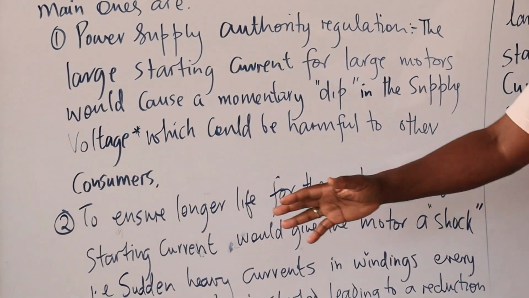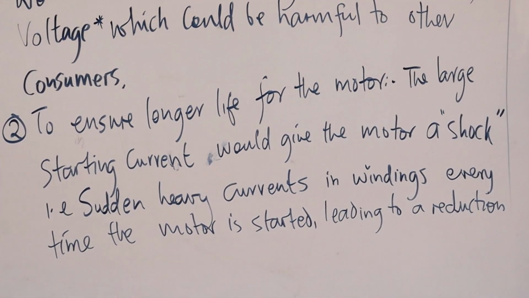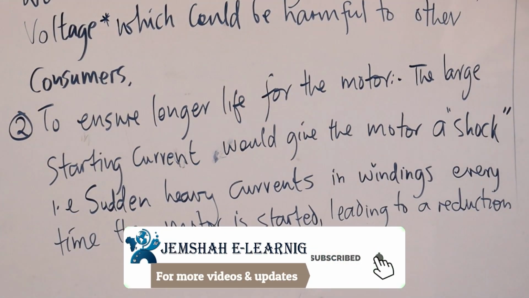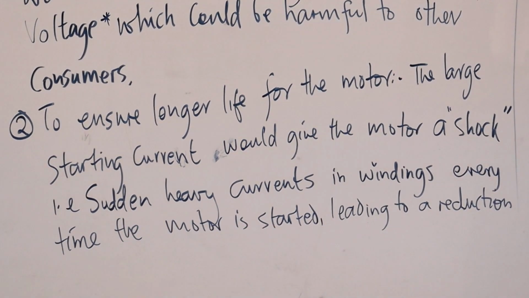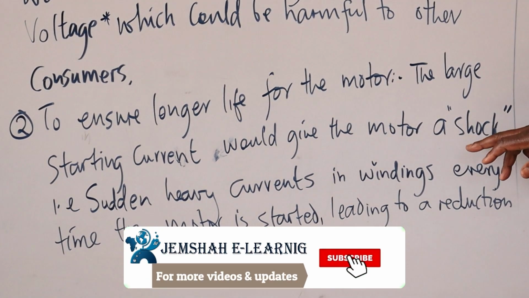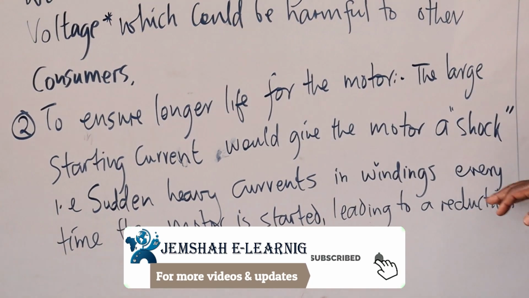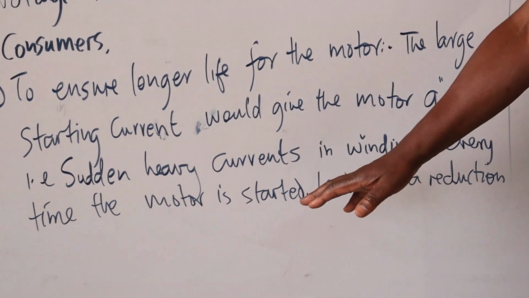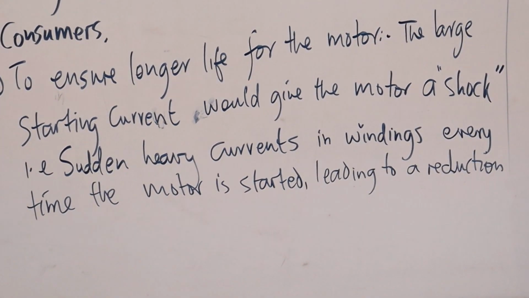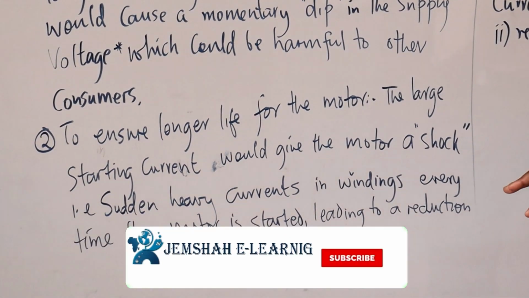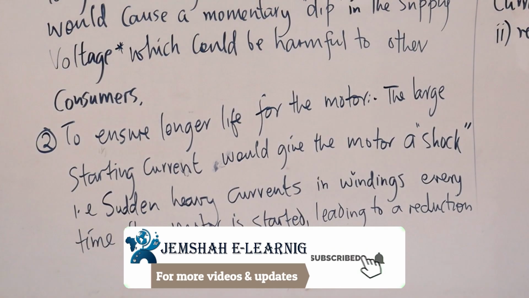Now the other one is to ensure longer life for the motors. The large starting currents, which we said are about 5 to 8 times the rated current, would give the motor a shock. That sudden inrush of current is what I'm referring to as a shock, i.e. sudden large currents in the windings every time the motor is started. Those large currents every time the motor is started lead to a reduction in its length of service.